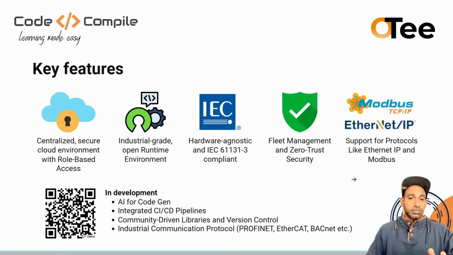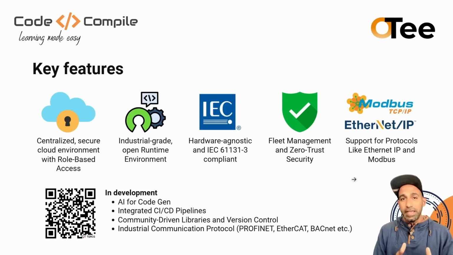So just to show you the development phase, right now they're working on AI for code generation. So in the future, if you want your code to be generated automatically, you can just put in a prompt and you have code there, or it can check your code as well to see if it's right or wrong. Integrated CI/CD pipelines, so your code can be tested and deployed without any errors. It will be checked first before it gets deployed. And if you have a lot of instances running, it will help you with deployment really easily. And then you have community-driven libraries, version controls. We have seen that. Industrial communication protocols like PROFINET, EtherCAT, and BACnet are in the development phase.